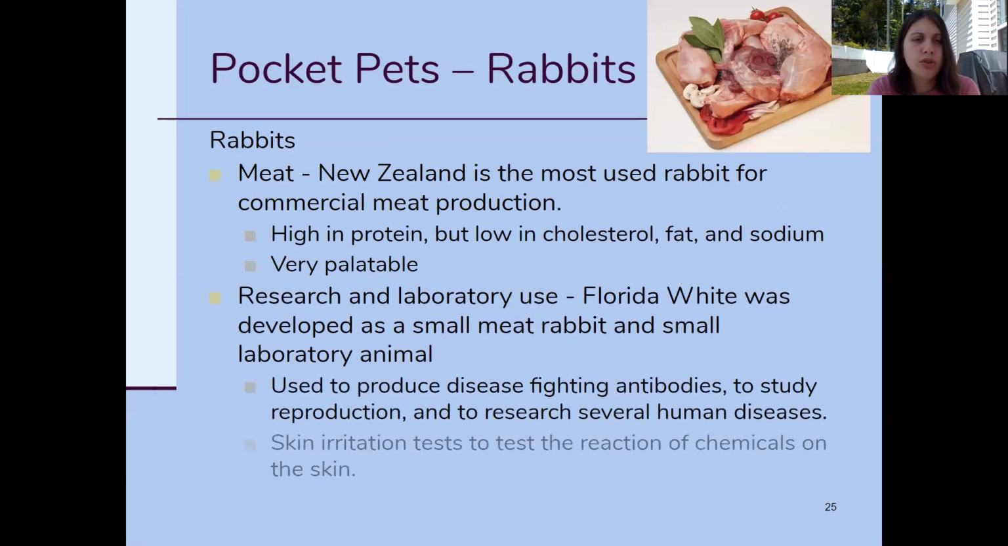So uses for rabbits, you can use them as pets, obviously. You can also use them for meat production. Rabbits aren't super common, it's not something you're going to see a whole lot in stores, but it may be something you can see in butcher areas, maybe. The New Zealand is going to be the most common one because, one, it's high in protein and low in all the other stuff, low in cholesterol, fat, and sodium. It has a good taste.